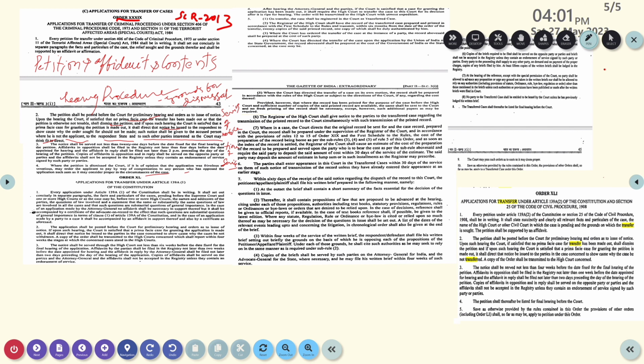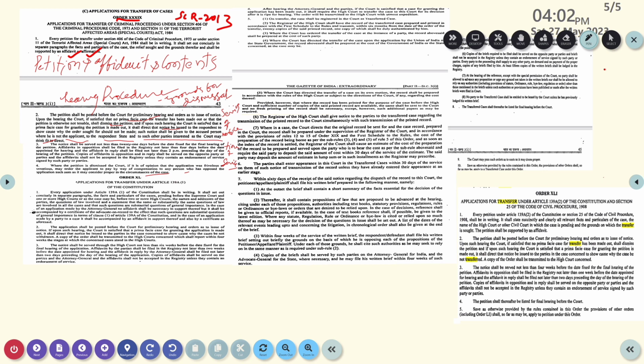The first rule deals with the contents of the petition and affidavit. Every petition should be in writing and should contain separate paragraphs and particulars of the case concisely. Concisely means in brief: why he is seeking transfer, what the grounds are, what the minimum brief facts are, and all those things should be there in the petition. And this petition shall be supported by an affidavit or affirmation. Come to rule 2.